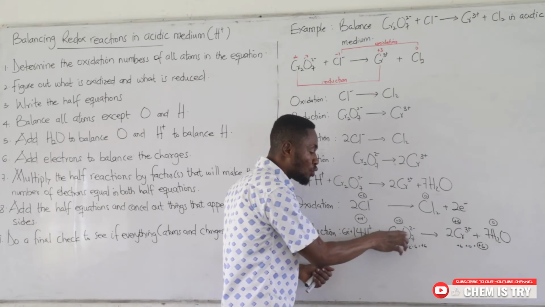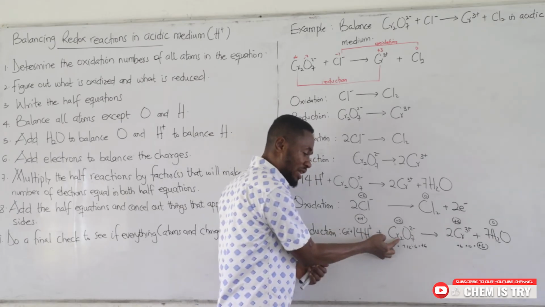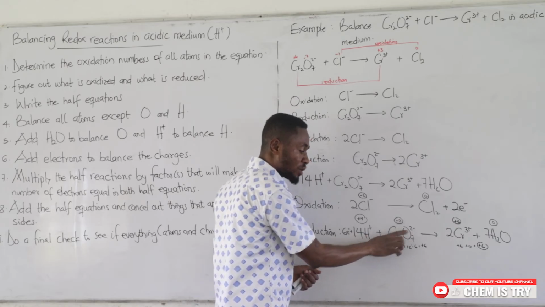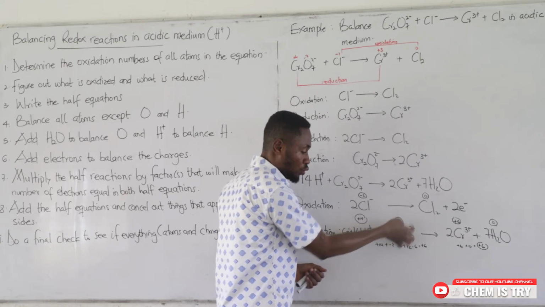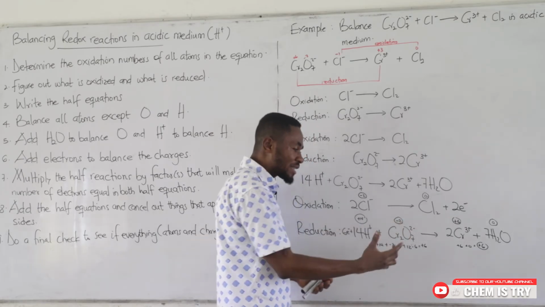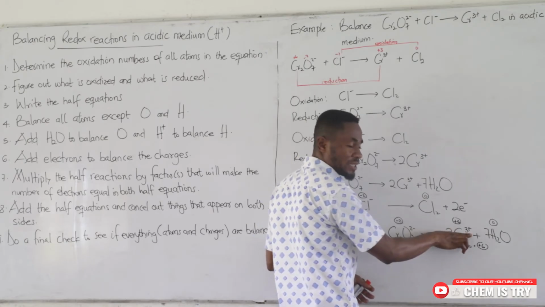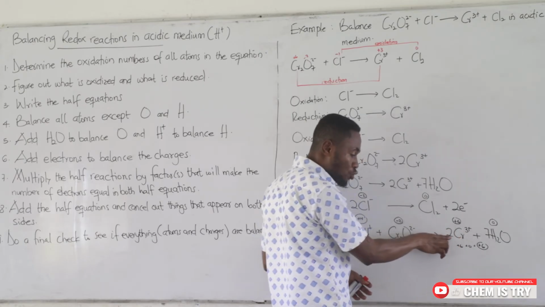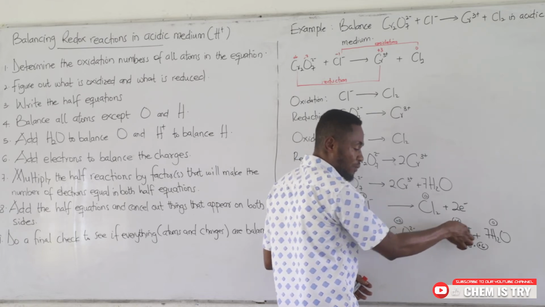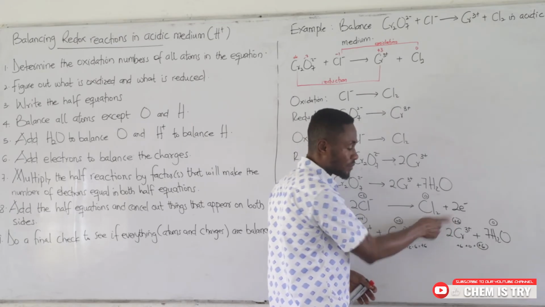Now, Cr2O7 2- is a complex ion. So if we add the oxidation number of chromium to that of oxygen, we are supposed to get a -2. So the total charge over here is -2. At the product side, this is a simple ion, so its charge is +3, and we have 2 of them. So the total charge over here will be 2 times +3, which will give us +6.